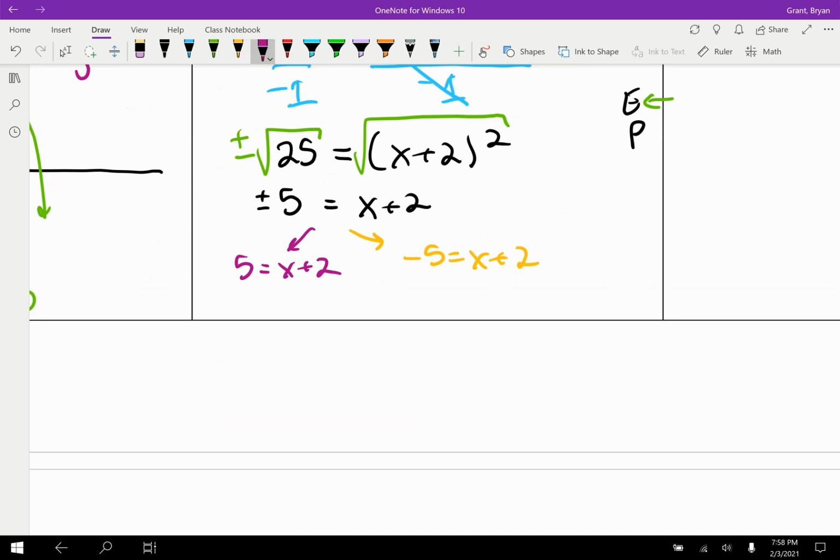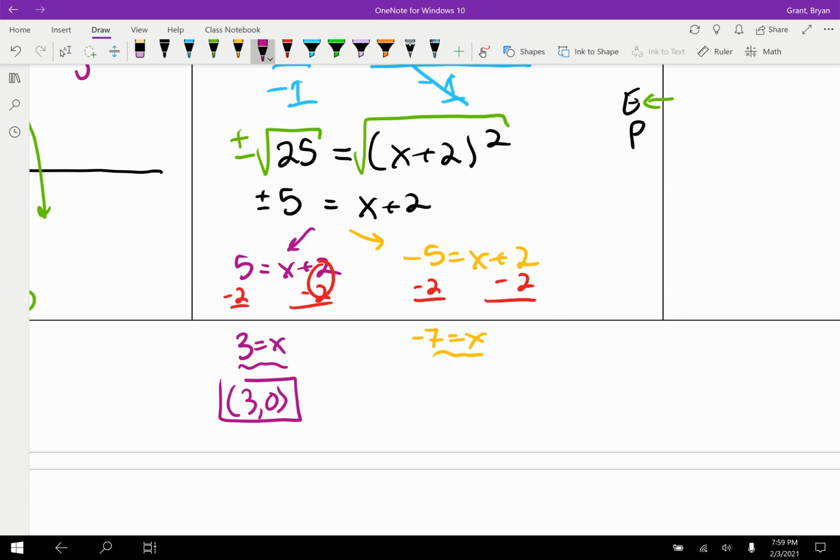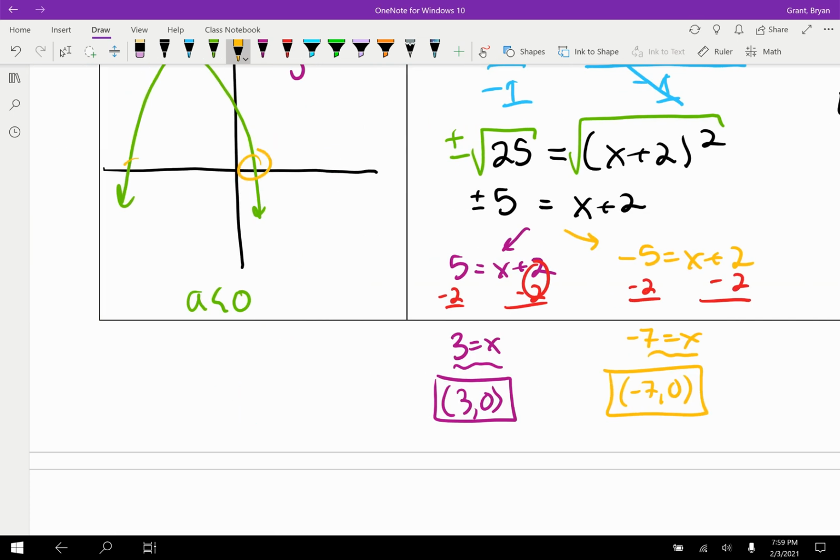Solving the equation on the left, hopefully we can see we need to subtract 2 from each side, and that will give us that x equals 3. And on the other side, we also subtract 2, but be very careful. If one answer is 3, do not expect the other one to be negative 3. Negative 5 minus 2 is negative 7. And so we find 2 zeros here. We find the zero (3, 0), and the second zero (-7, 0). 2 x-intercepts exactly as we expected over here.